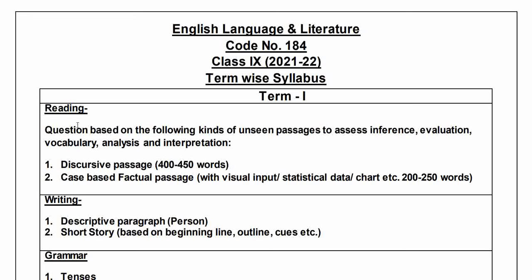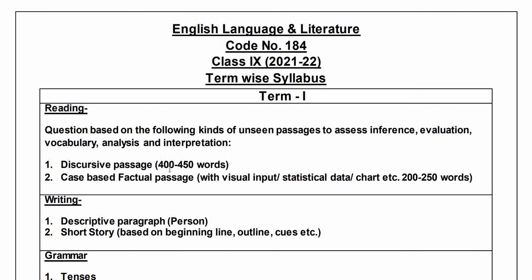As per the question paper, we have reading, with questions based on the following kinds of unseen passages to assess inference, evaluation, vocabulary, analysis, and interpretation. These are the skills that will be tested in reading comprehension, which is MCQ based.